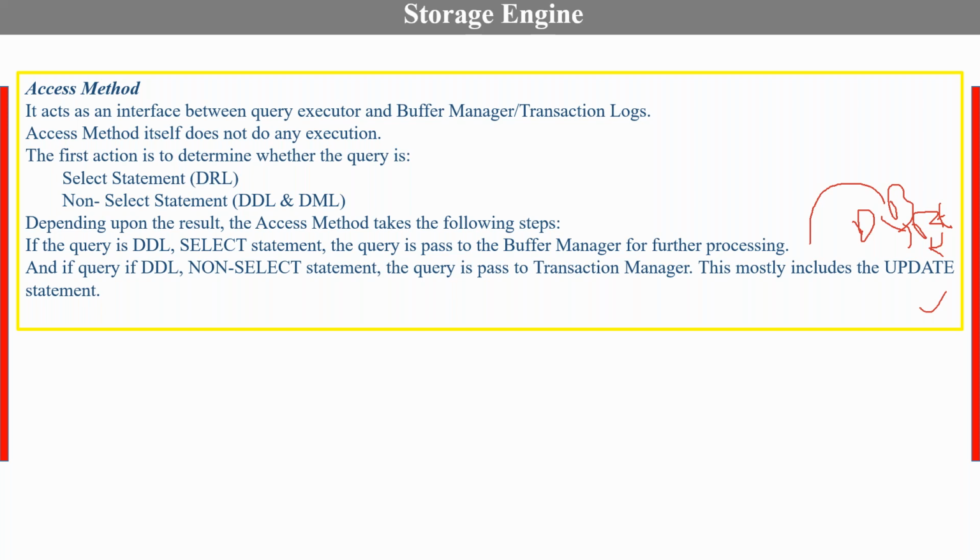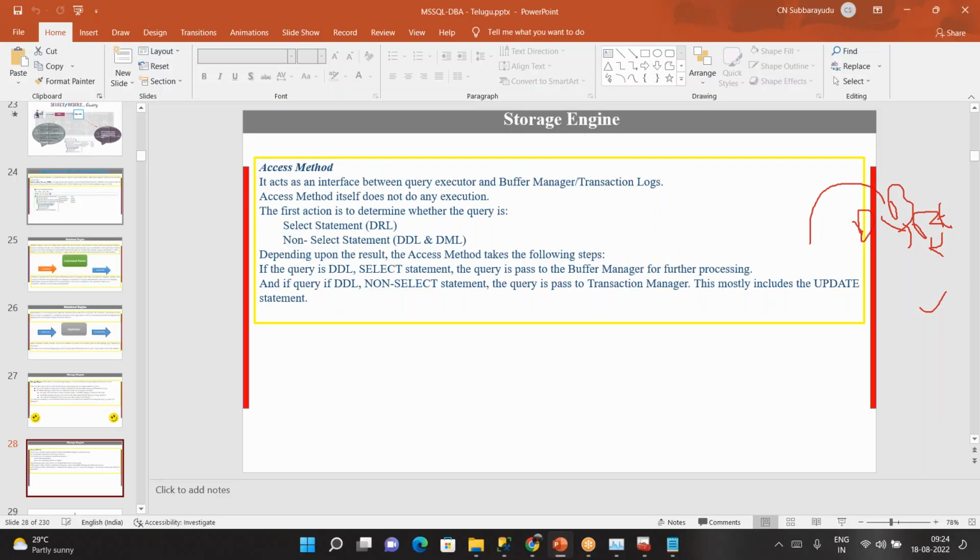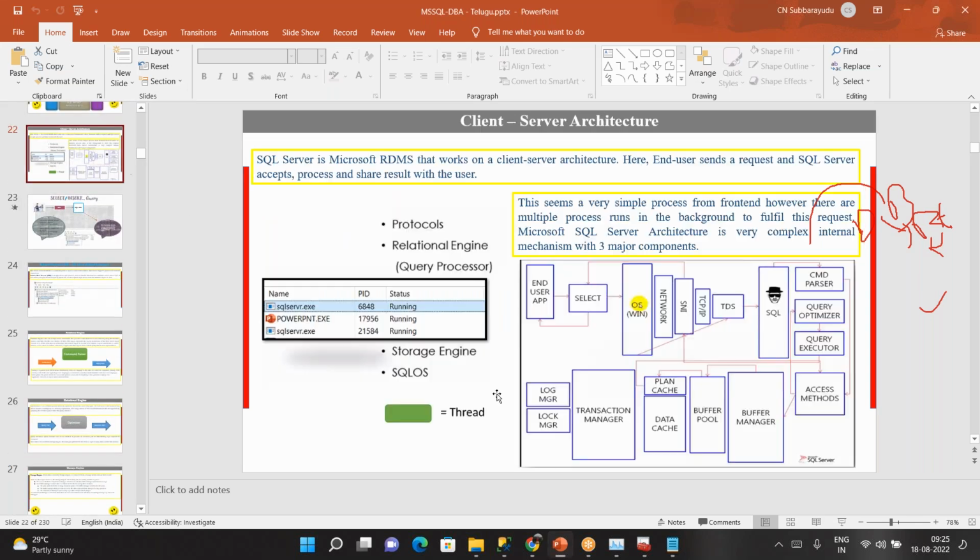Okay, sir. Okay, what will it do? Whenever you are performing a select statement, first it will go to the access method. Access method understands that the user wants this table's data. Access method is also not maintaining any data.